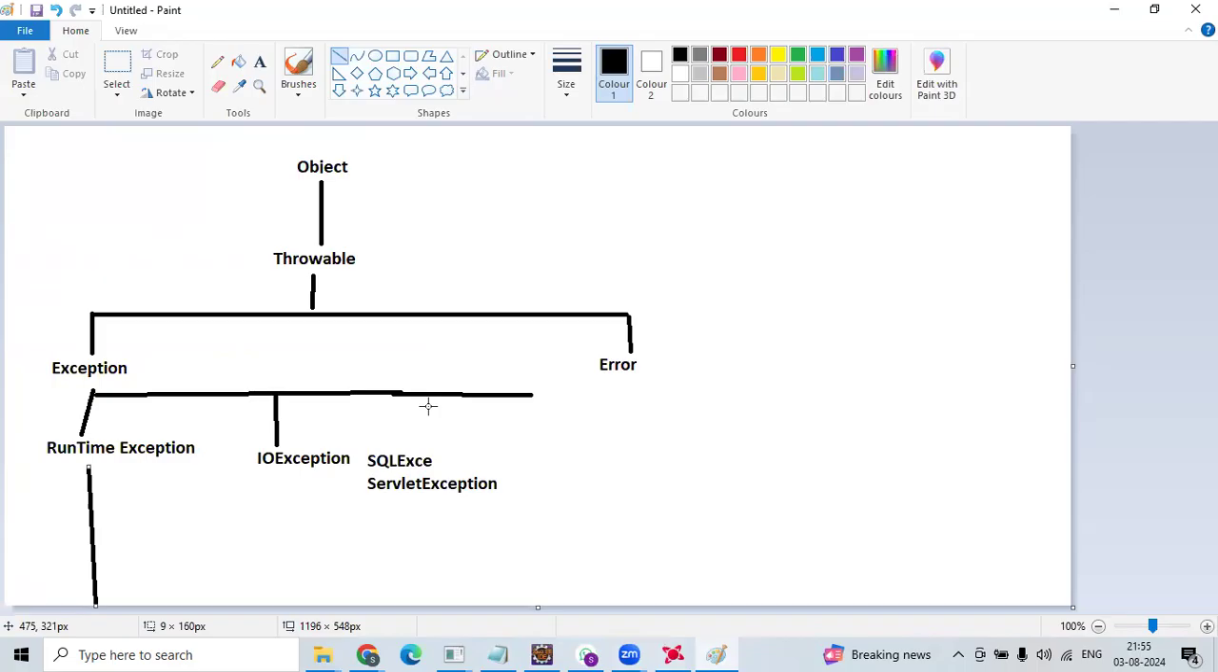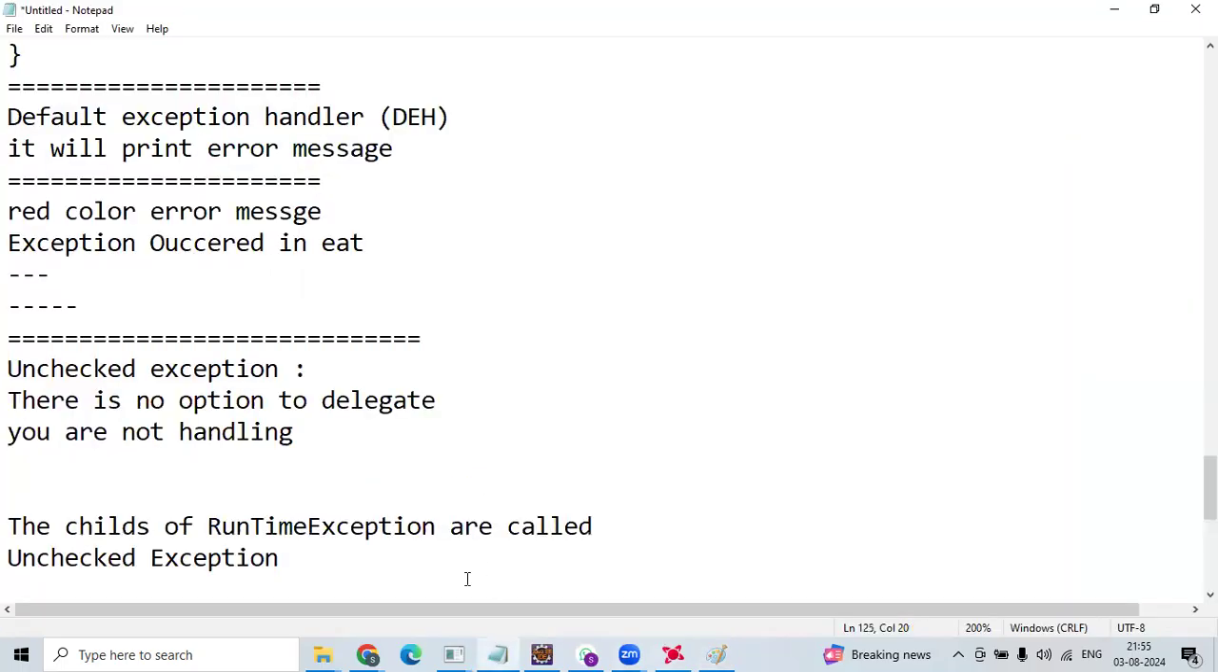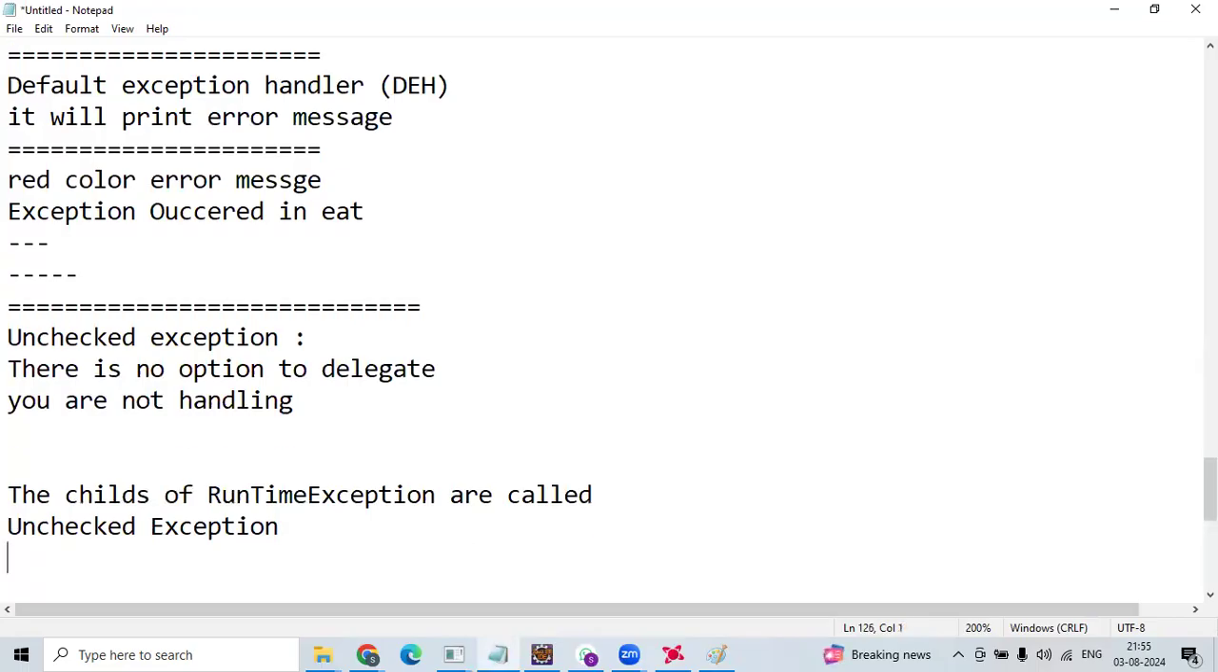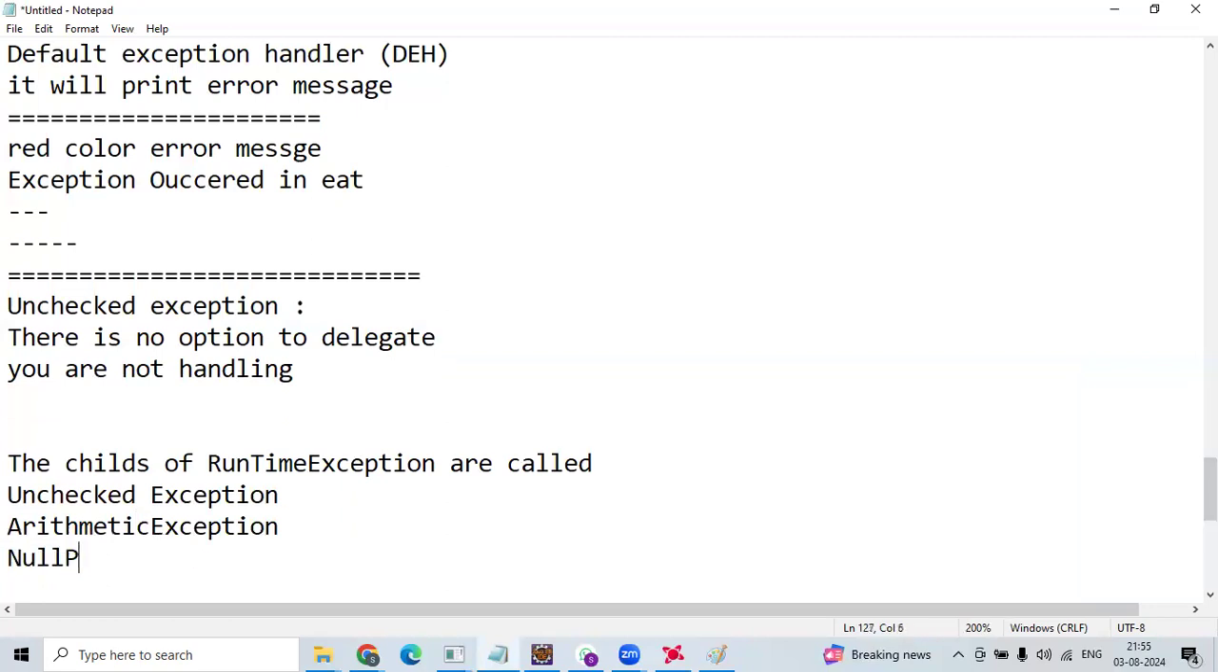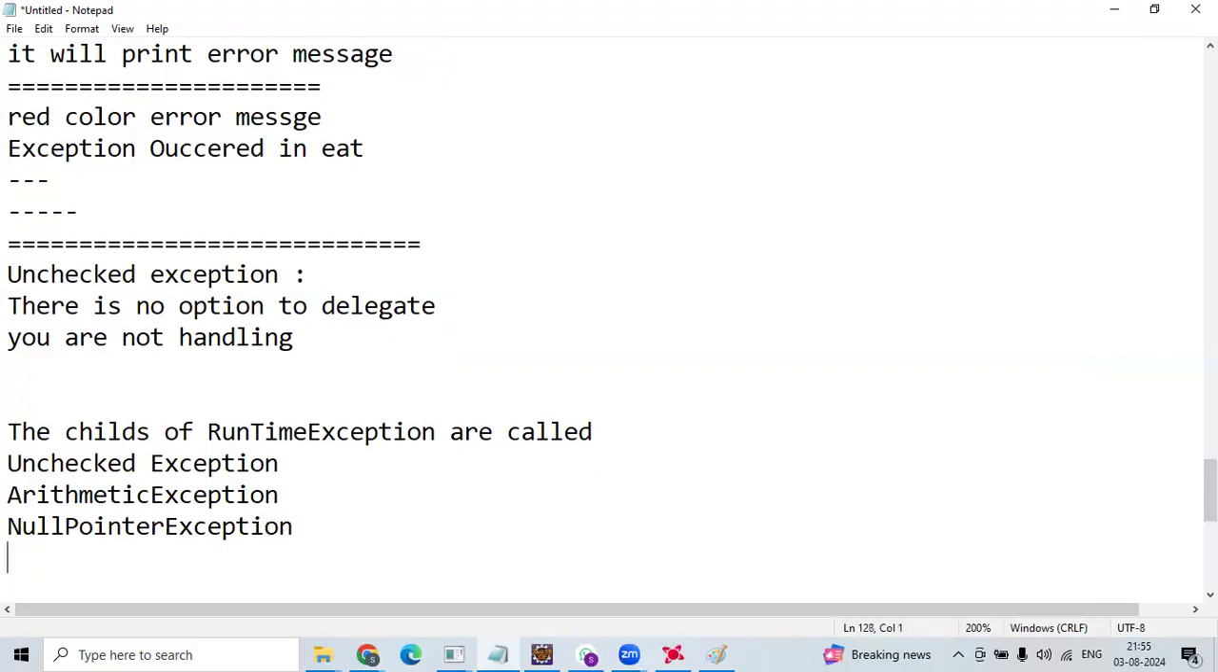So I can't draw very clearly. The thing is, this is a top level hierarchy. So you can say the children of it are ArithmeticException, NullPointerException. Well, RuntimeException and unchecked exception are the same? Yes, that's correct. Runtime exceptions are nothing but unchecked exceptions. So the RuntimeException and its subclasses are called unchecked exceptions.